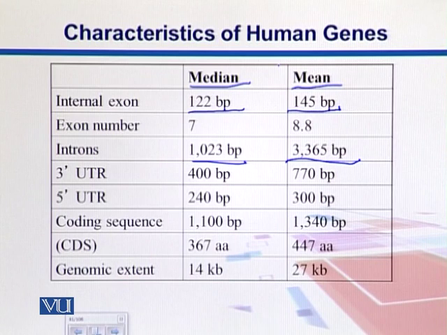So there are some more values towards the right extreme. Normally the introns are larger in size. How many exons are present in genes? The median is 7, and the mean is 8.8.